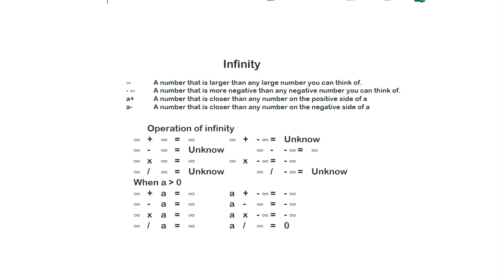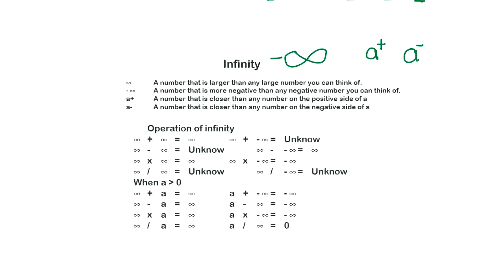So we have infinity, the new notation. This is infinity. We can write negative infinity, or a plus, a number infinitely close to a but larger, or a minus, infinitely close to a but smaller. Okay?